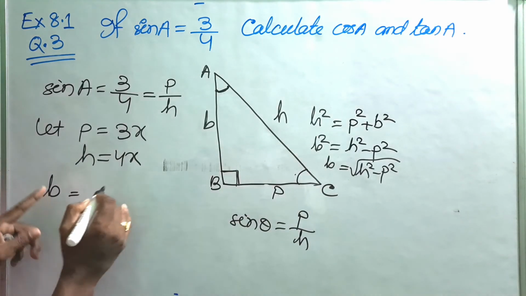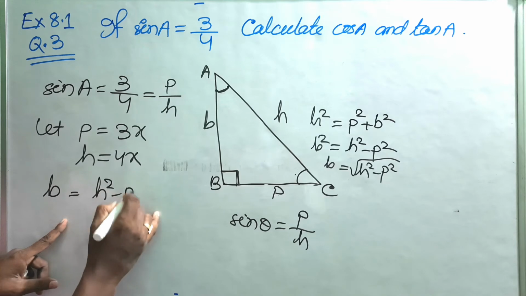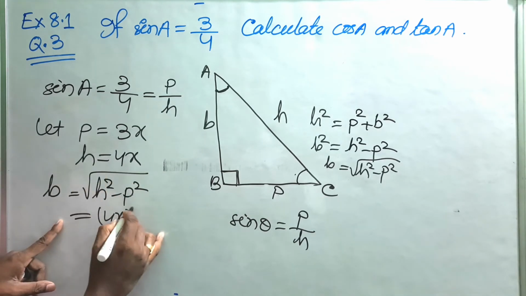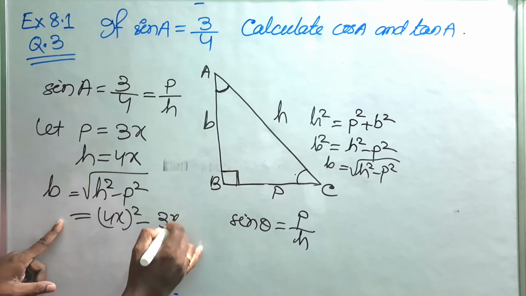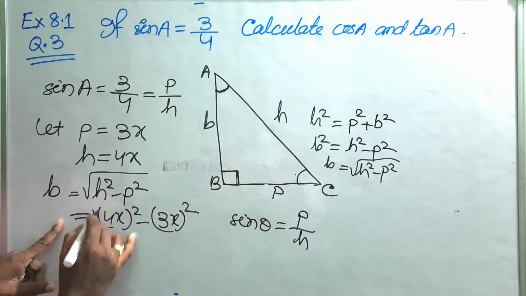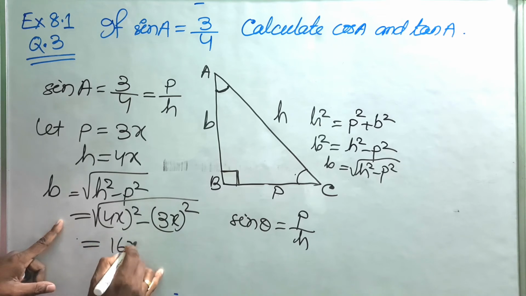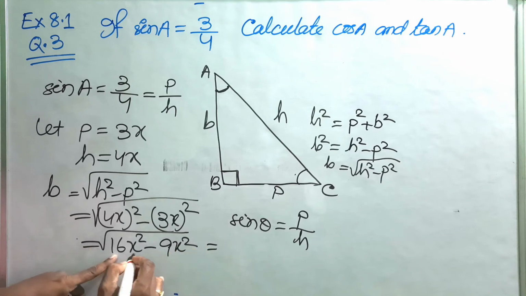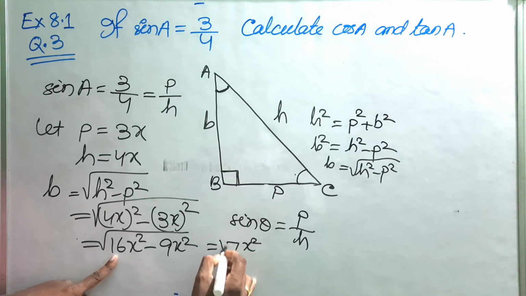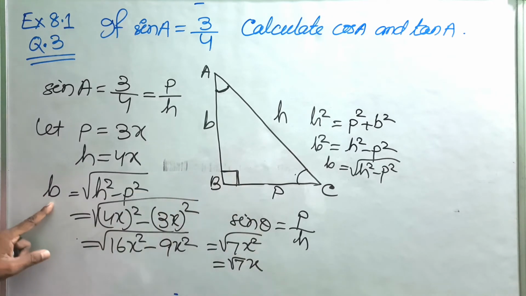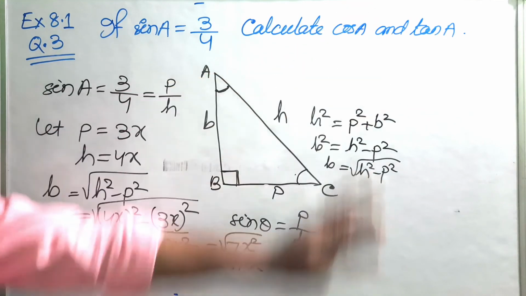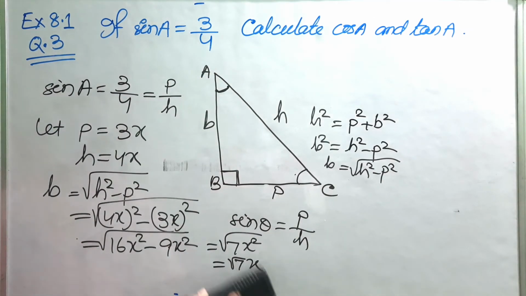Now here we will find B. How to get B? You know, the square root of H square minus P square is B. So H is 4x, so write here (4x) square, minus P is 3x, so write here (3x) square. Now the square root of this, so this will be the square root of 16x square minus 9x square. So this is how much? Square root of 7x square. So this is equal to root 7 x. So this is our B. Now we will determine cos A and tan A. Let me erase this one.